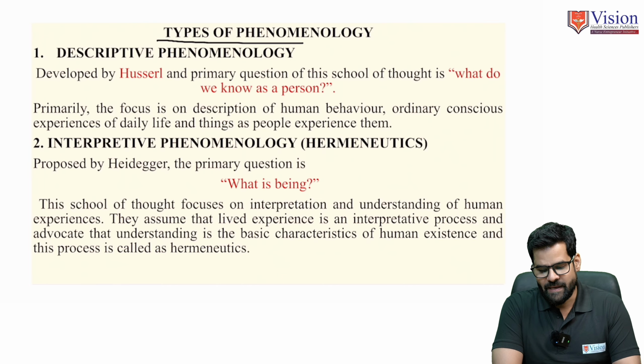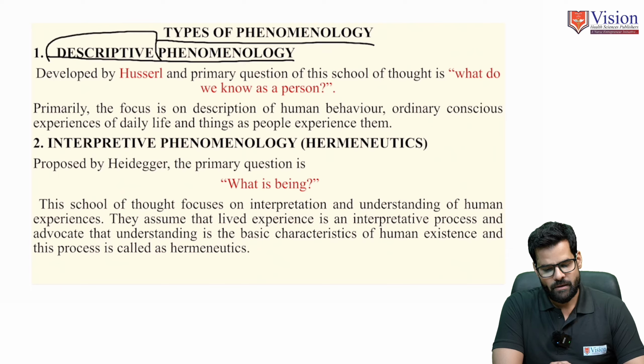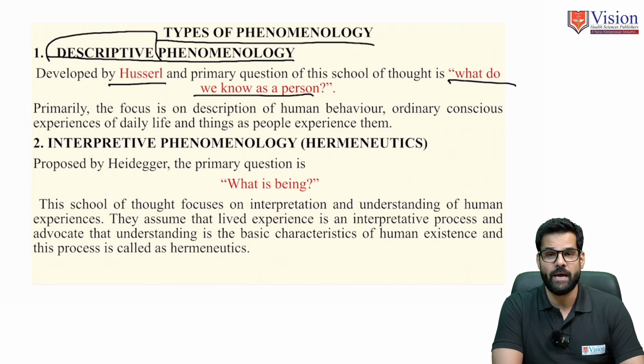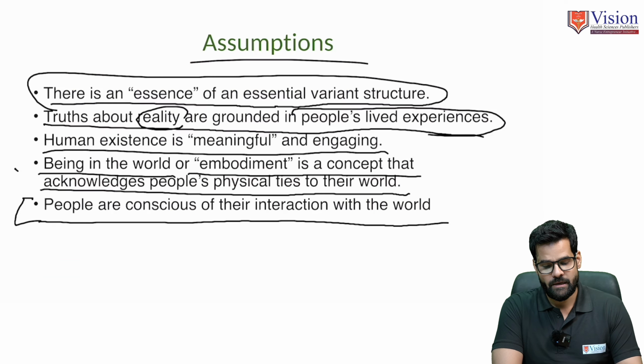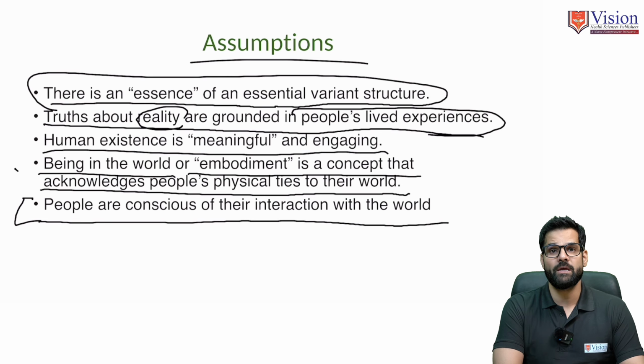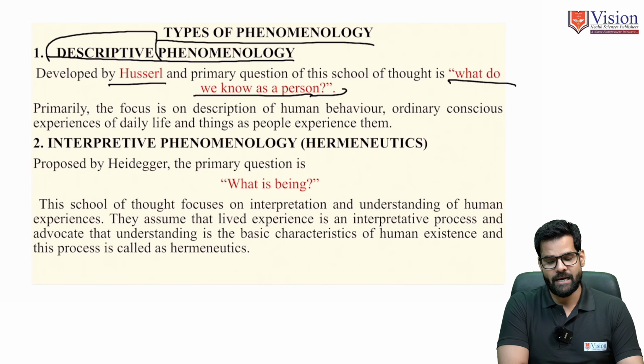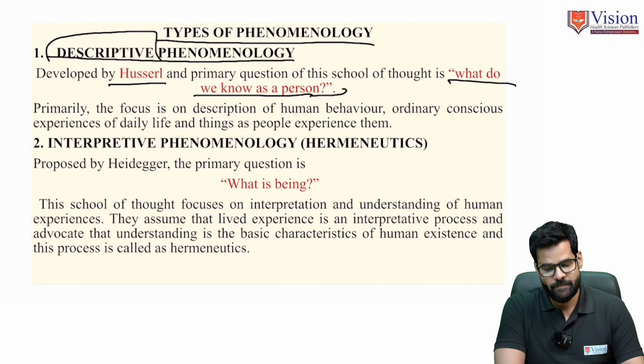Next, we'll talk about the types of phenomenology. Basically, there are two types of phenomenology, as you can see. One is descriptive phenomenology, developed by Husserl, and the primary question of this school of thought is, what do we know as a person? What do we know as a person? We always have a meaning in our existence. That is the assumption here. So what do we know as an individual, as a person? That is the main primary question.